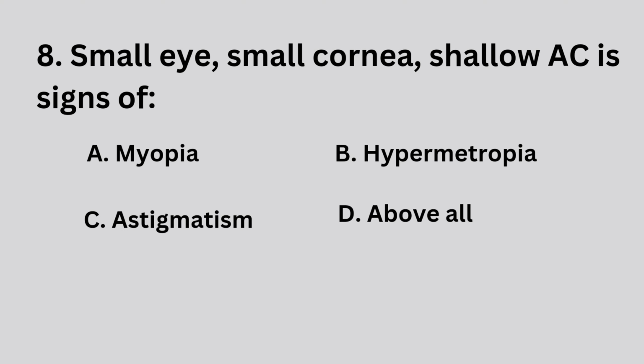Eighth question, small eye, small cornea, shallow AC is signs of option A, myopia. Option B, hypermetropia. Option C, astigmatism. And option D, above all. Correct answer for the question is option B, hypermetropia.